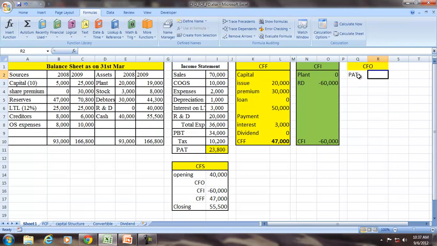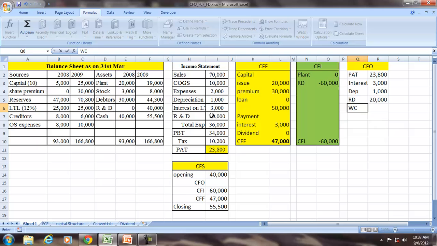So PAT is equal to 23,800. We add back the non-operating items, that is interest, 3,000. We add back non-cash items, that is depreciation and R&D amortization. Then we make an adjustment for the working capital.